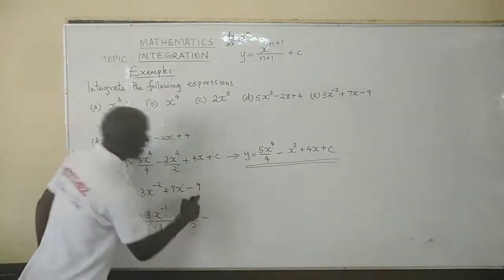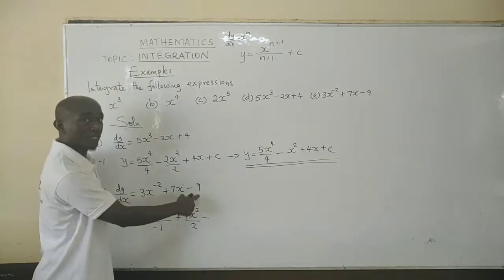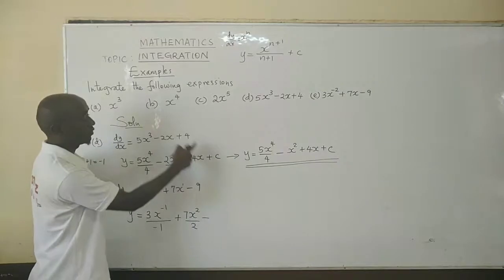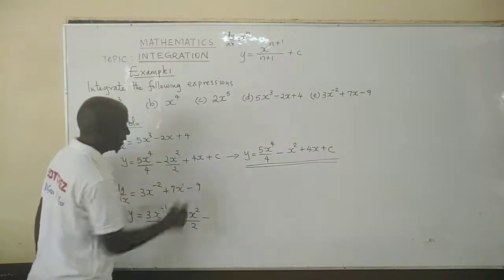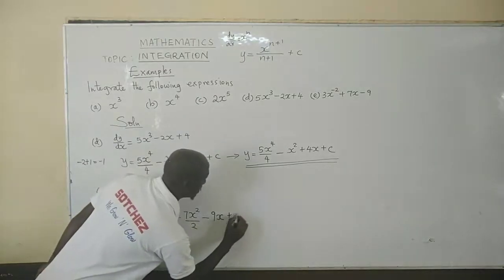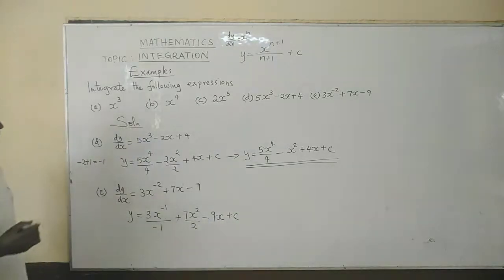Then minus, if you integrate a constant, you get that constant times x. Just like we did here. 4, if you integrate 4, you get 4x. So if you integrate 9, you will get 9x. Then plus c at the end.